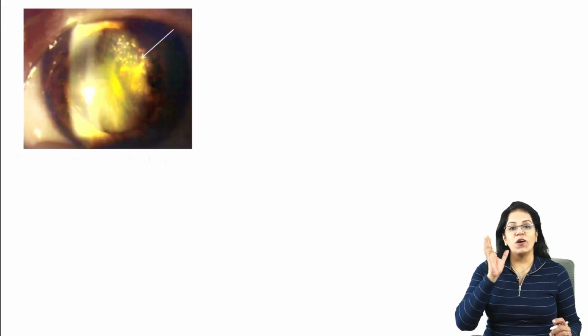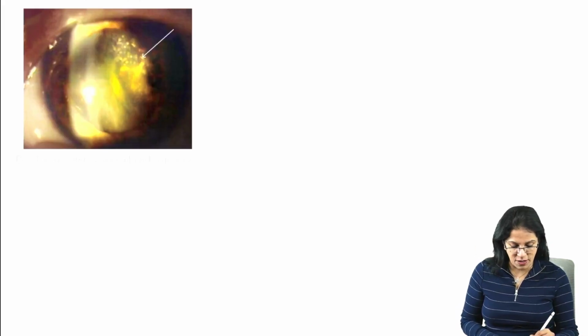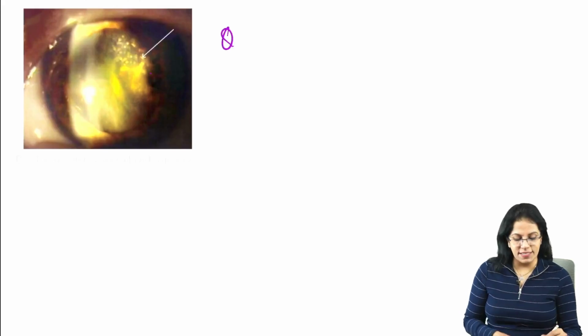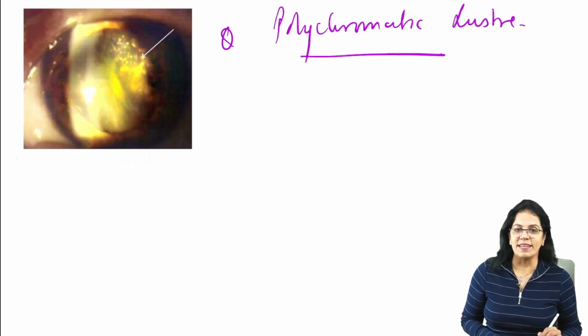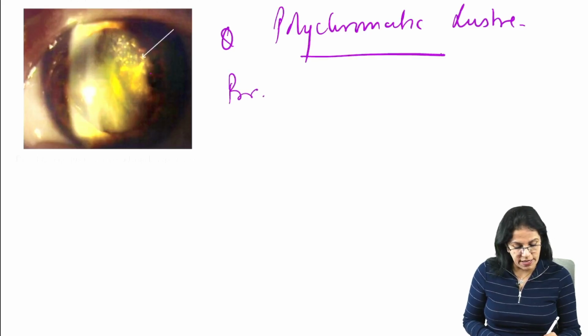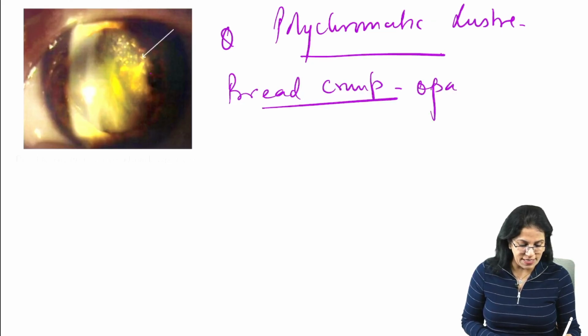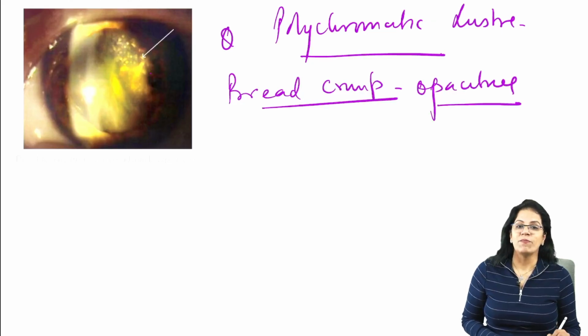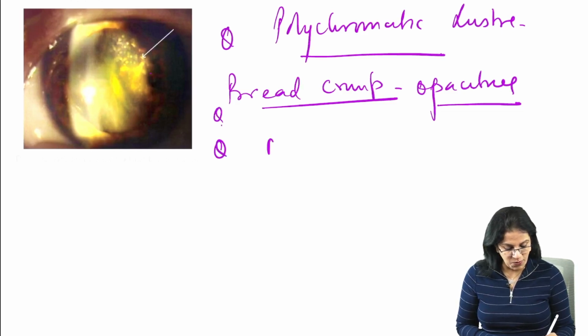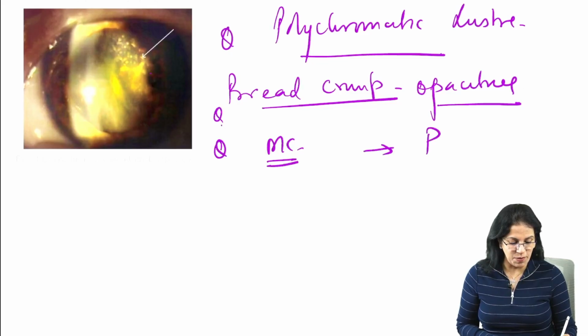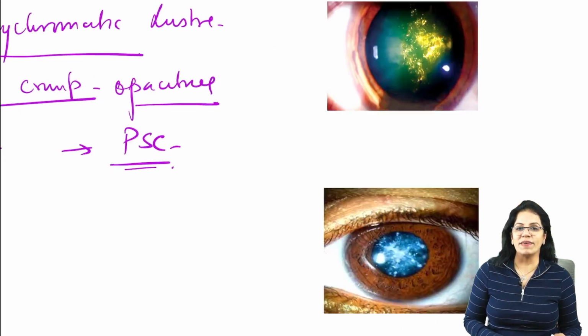What is this? Complicated cataract. I just explained to you what is complicated cataract. Exam question. What are you seeing? What are these different colors? This is what is called polychromatic luster. This is actually a pathognomonic feature of complicated cataract. Opacities are breadcrumb in appearance. And what else have we learned? Another thing that we have learned is the very, very important, most common type of complicated cataract, PSC, that is posterior subcapsular.